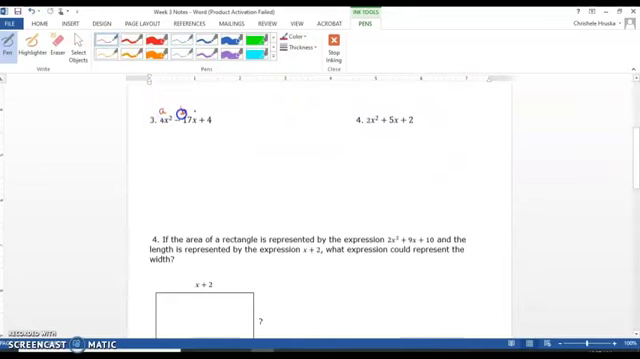I have A, I have B, I have C, and A times C is 16. I'm going to add, I'm going to subtract. So we have 16 and 1, 2 and 8, 4 and 4. Add, subtract, add, subtract, add, subtract.